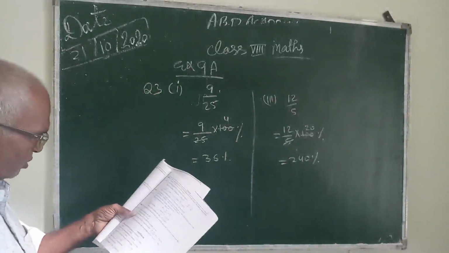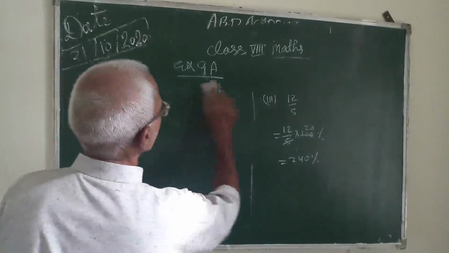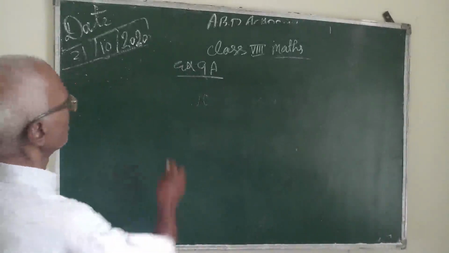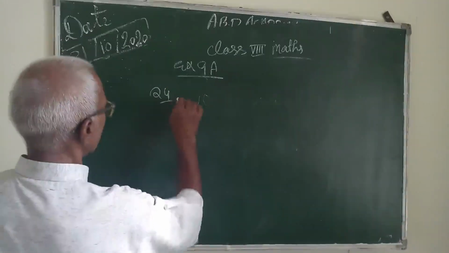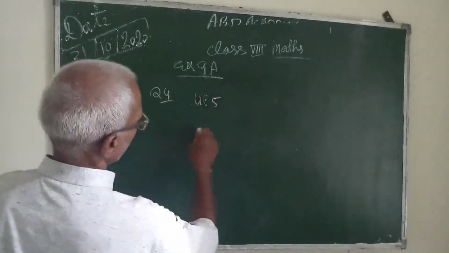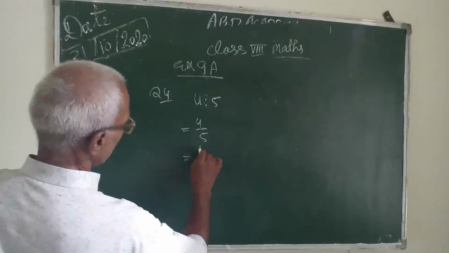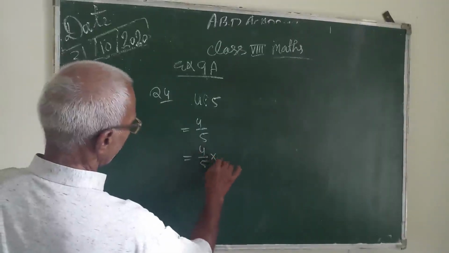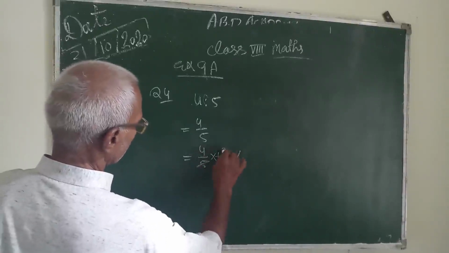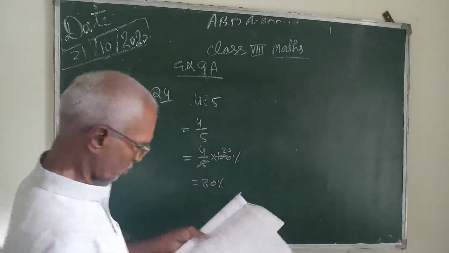Then question 4 is: convert the ratio to percentage. In question 4, a ratio is given, and it becomes 4 by 5 into 100%, that is 80%. Likewise, it is question number 4.